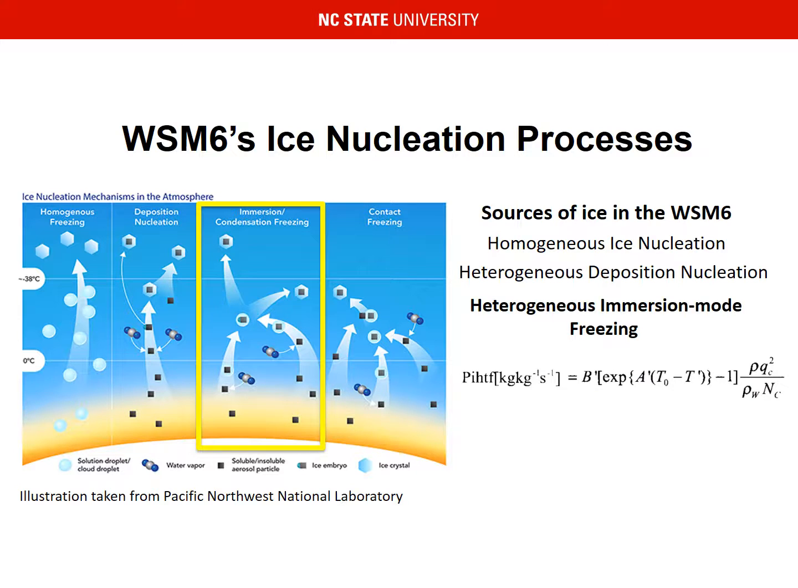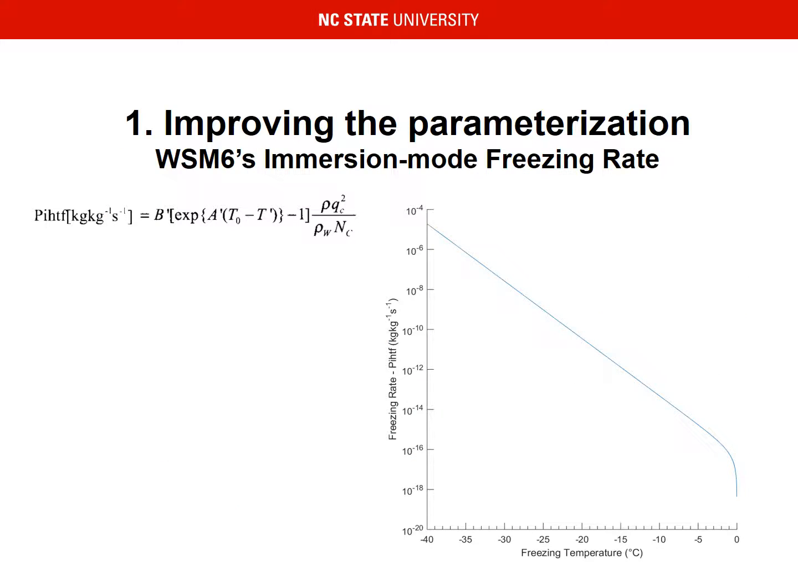The last one is immersion freezing. And this is where you have an ice nucleating particle already immersed within a cloud droplet. And at a certain temperature, that particle becomes activated, allowing that cloud droplet to crystallize. So here it is, this equation down below is of the immersion mode. Went ahead and set it off to the right here.